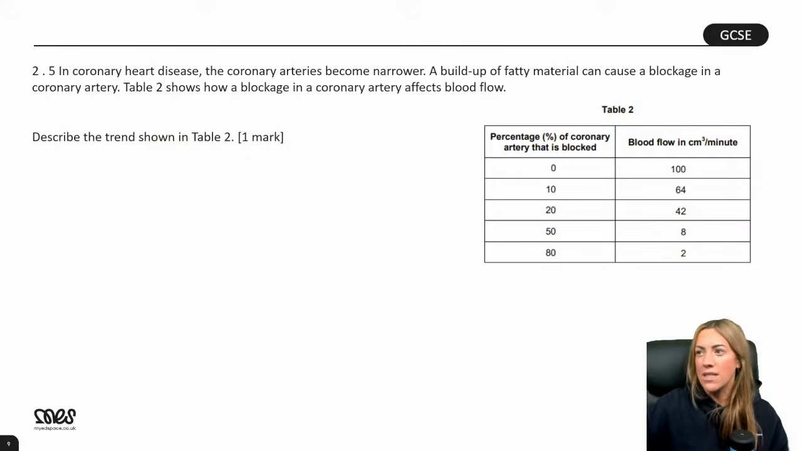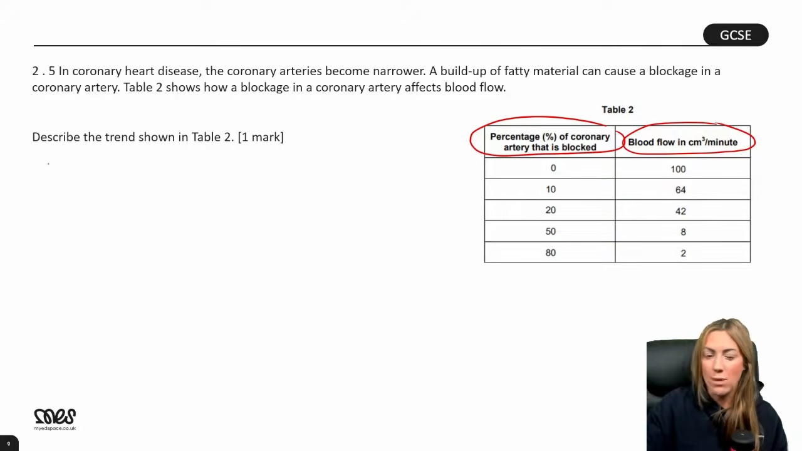In coronary heart disease, the coronary arteries become narrow. A buildup of fatty material can cause a blockage in the coronary artery. Table 2 shows how a blockage in the coronary artery affects blood flow. All we need to do is describe the trend. So when we're describing the trend, we should try to use the headings, the actual wording that they've given us in the table. So I'm literally going to do that. I'm going to use the headings.